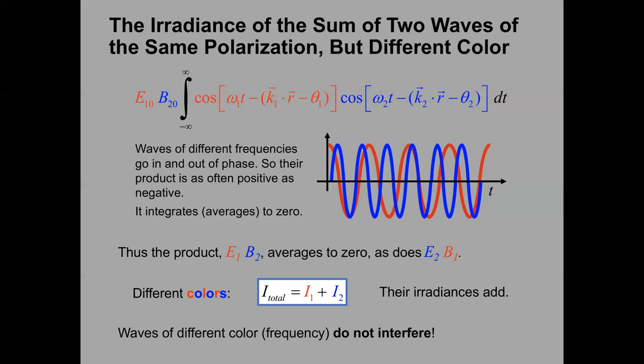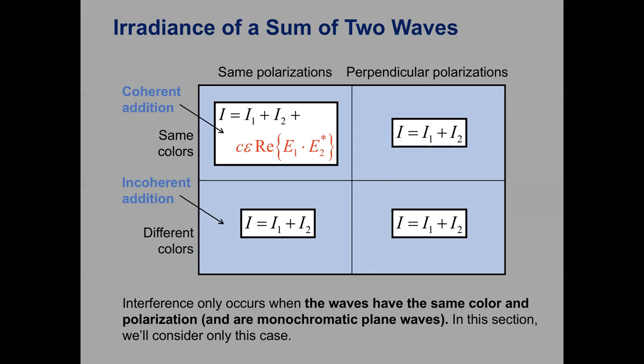So just to summarize this idea here, if the polarizations of the two sources are perpendicular, you get no interference. If you have different colors, you get no interference. And similarly, if you have both of those things, you get no interference. It's only when you have the same polarization and the same color that this cross term that gives rise to interference is not zero. So in this part of the course, we're only going to consider this situation. Same polarization, same color.